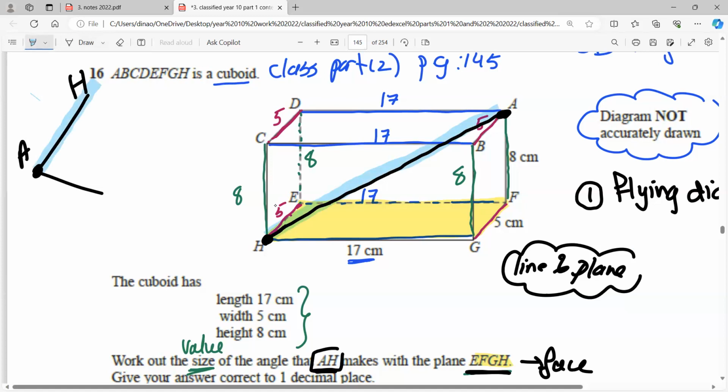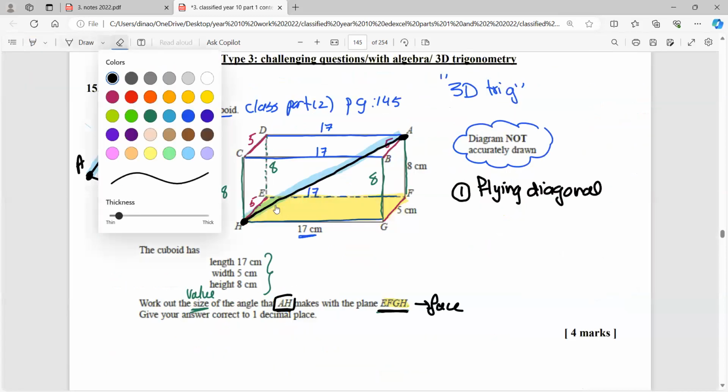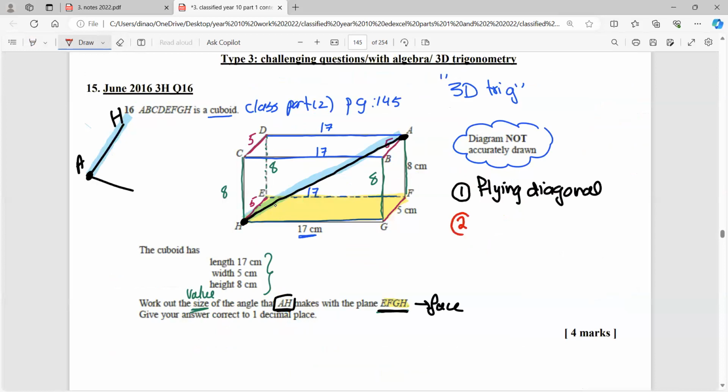Now, where is the other side of the angle? We are going to construct the other side of the angle. We will have to do another construction. I need to construct this side over here. How do I construct this side? From the highest point of the flying diagonal.